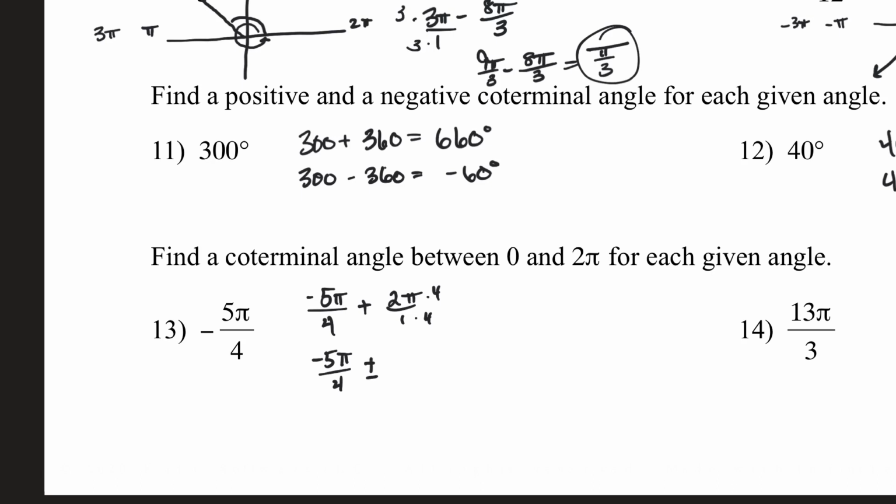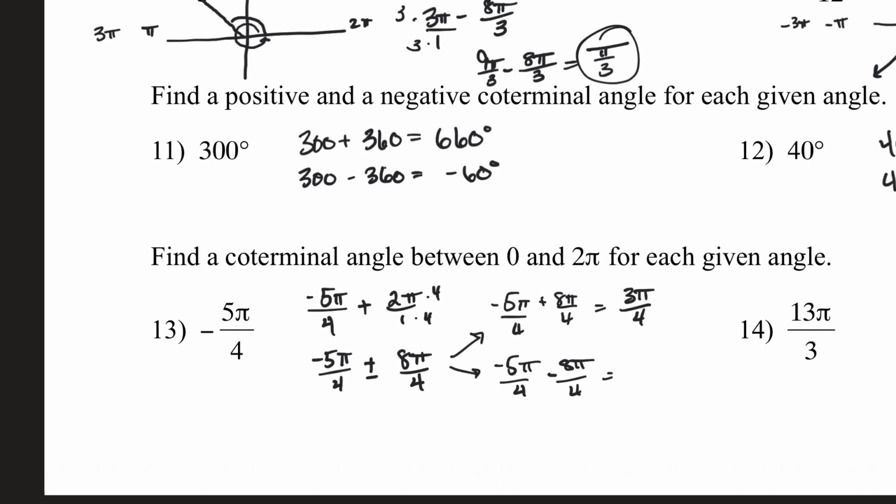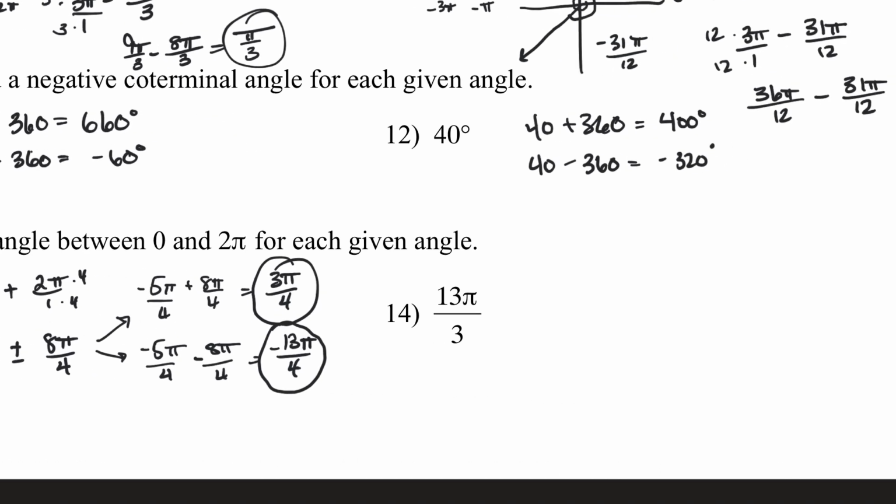Notice I've found a common denominator with 4, so I went ahead and added and subtracted 8 pi over 4, right? So if I add 8 pi over 4, negative 5 pi over 4 plus 8 pi over 4 is just going to be positive 3 pi over 4. And that would technically be the answer to this question. But let's go ahead and practice and subtract just for practice. Negative 5 pi over 4 minus 8 pi over 4 is negative 13 pi over 4. So if I'd asked it like in 11 and 12, it would have been just like before. You get a positive and a negative angle measure.